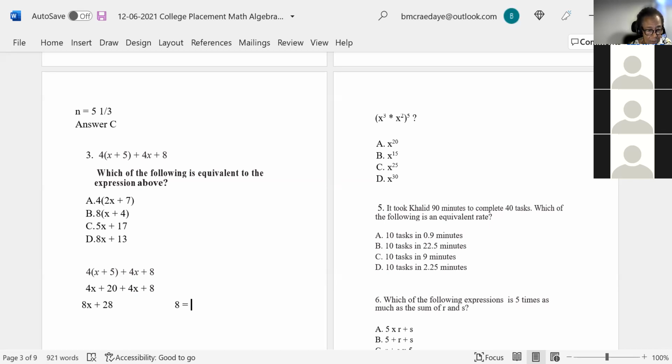4 times 2, right? Yes. Now, 28, what two numbers can I multiply to get 28? 2 times 14. Yes, 2 times 14 is 28. But give me two more factors. Two more numbers I can multiply and get 28.